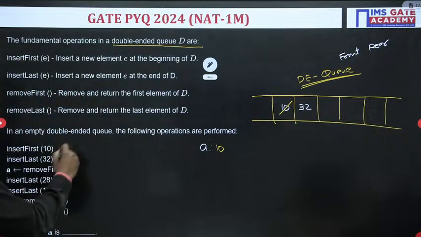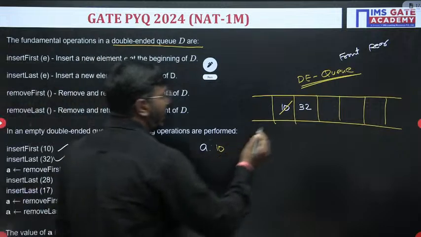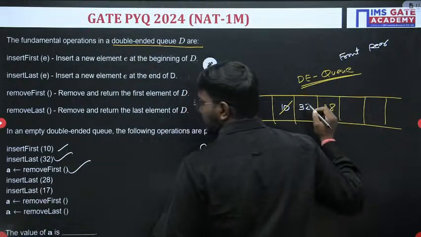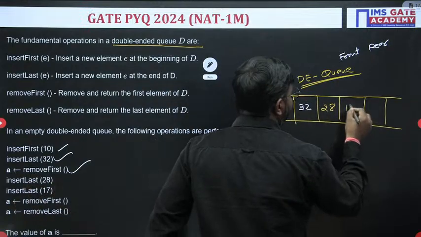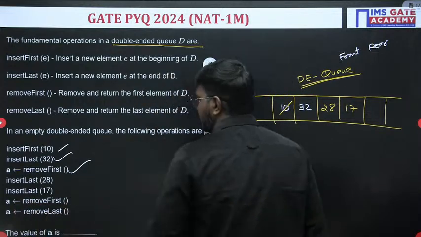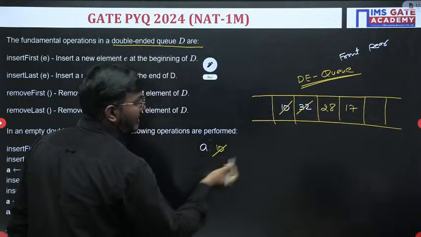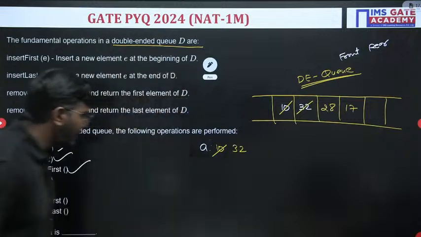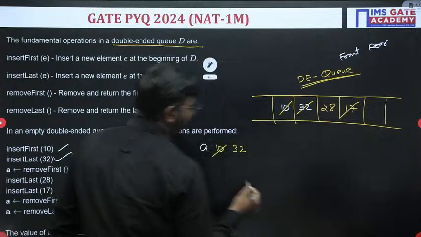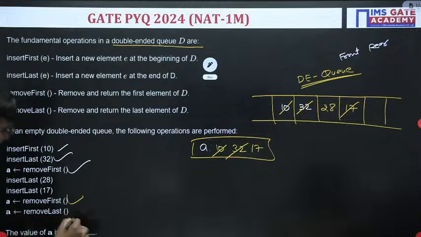Now this operation is done. It says insert last 28. Now 28 will be inserted. Similarly, insert last 17. Here 17 is inserted. Very good. Now it says remove the first, remove the last. Remove the first means 32 will be removed, and this 10 will be replaced by 32. Simple. The last one says remove last. Remove 17 from the last, and 32 is replaced by 17. So what is A? A is 17. So the answer is 17. Very good.